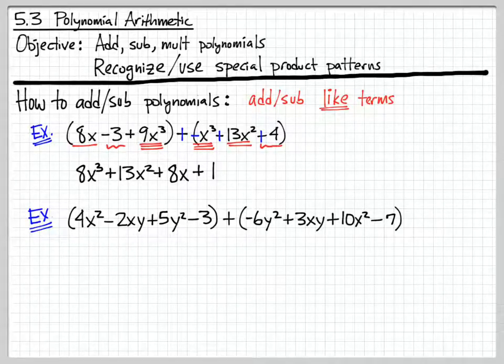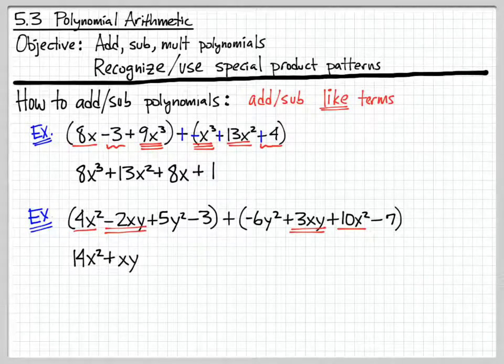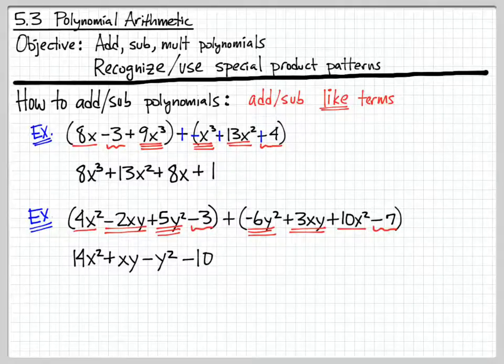So I'll start with the x squared term, and I notice there's two of them. There's one right here, there's one right here. Next term, I just scan across here, negative 2xy. I'm looking for my other xy terms. I find another one right here. Then I go to my y squared term, and then finally my constant term at the very end.